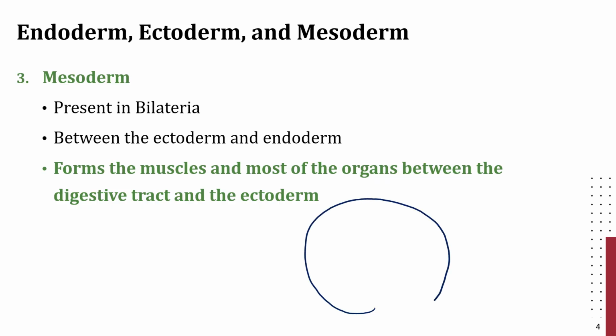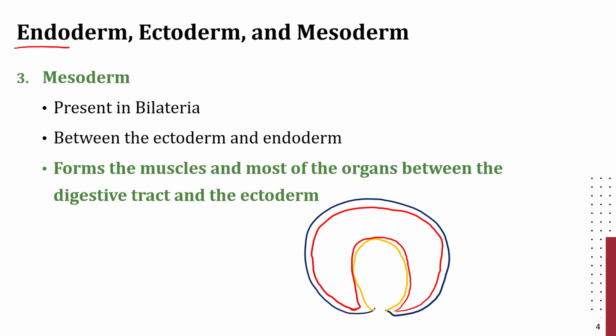Inside the ectoderm, but outside of the endoderm, we have a layer of cells called the mesoderm. And the mesoderm can take a couple of different forms. It can line the ectoderm side, or it can line both the ectoderm and endoderm side of the blastula. The mesoderm is going to form all of the organs that are in between the ectoderm and the endoderm. So endo means inside, ecto means outside, meso means middle.